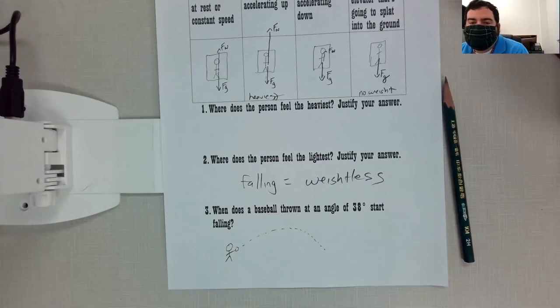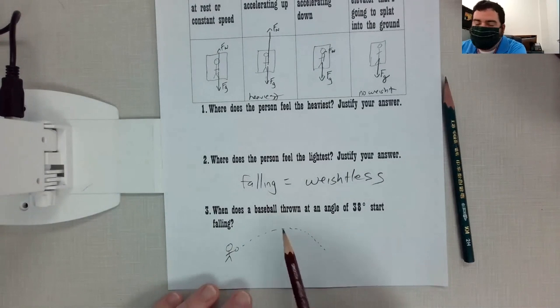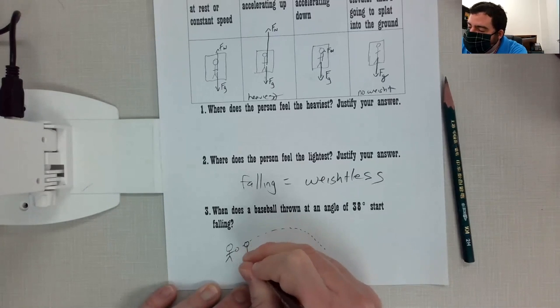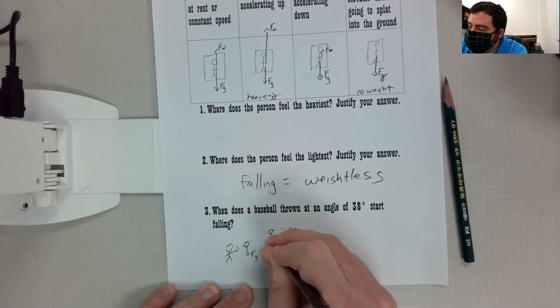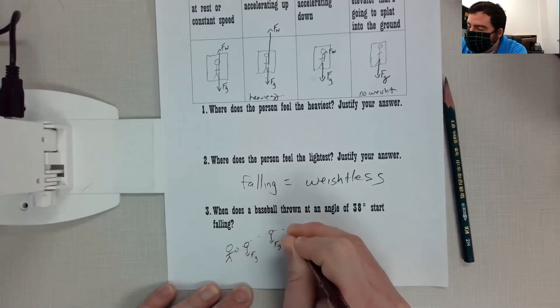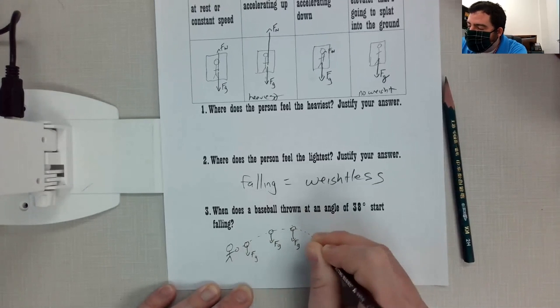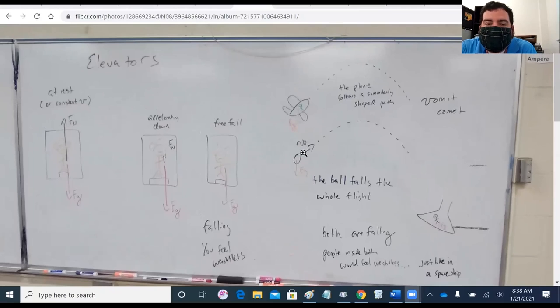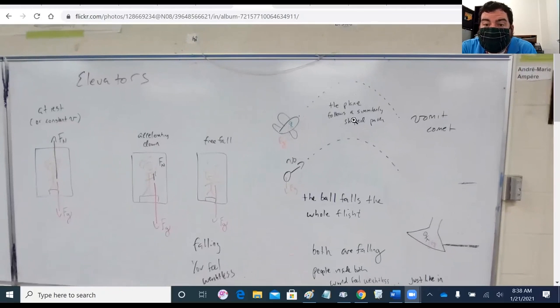a lot of people might say, hey, the baseball starts falling at this location. But you got to remember, the instant I let it go, this is its force picture. And it has that the whole time. So it's actually falling the instant I let it go. So what it turns out is, if you have a plane follow the same path as the baseball, in other words, a parabola, people inside will feel like they're falling.